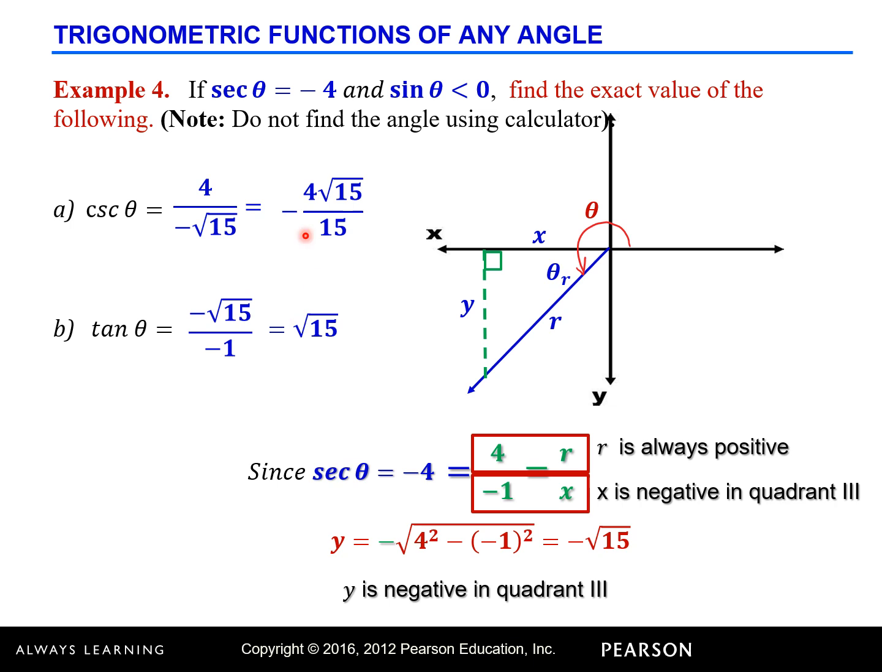You can check the signs of your answer since we know that theta is in quadrant 3. The only positive functions here are tangent and cotangent. You can verify here that your answer in tangent is positive, which means it's correct. And other functions like cosecant must be negative, meaning your signs of x, y, r are correct.